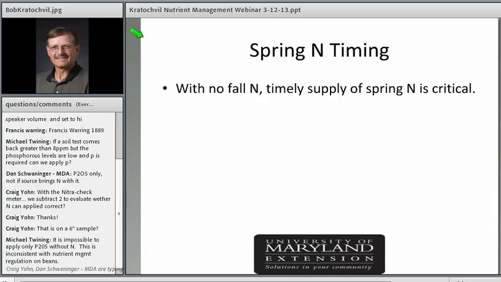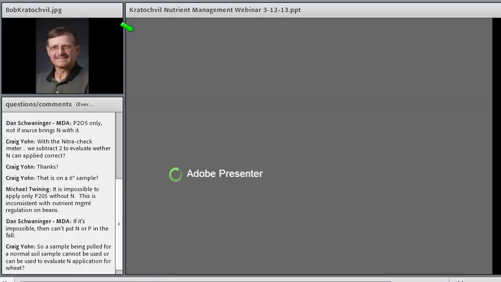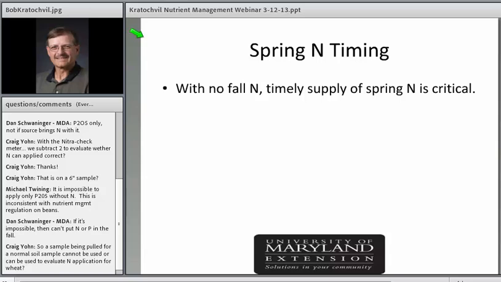I guess it is. Let's see, the MDA response there was, if it's impossible, then can't put N or P in the fall. And again, my recommendation would be, if you have a field where your phosphorus concentration, which declines very slowly, is getting close to that point where you need some, I think you probably want to address it with other crops and not particularly at that point in time. You're not going to see a dramatic change with perhaps one crop of corn in your phosphorus concentration. It just doesn't drop that quickly.